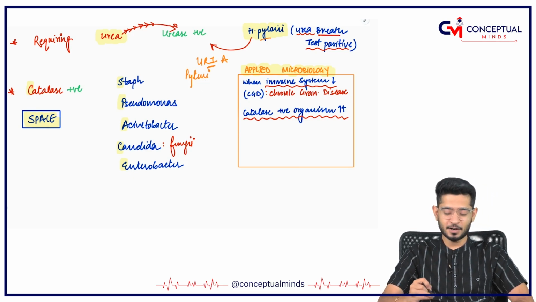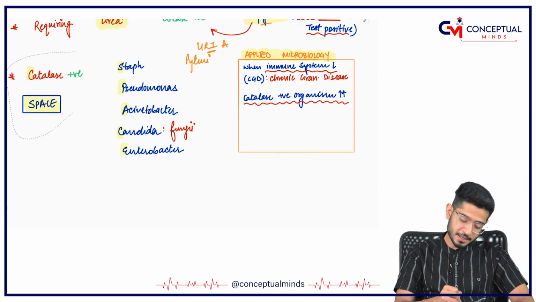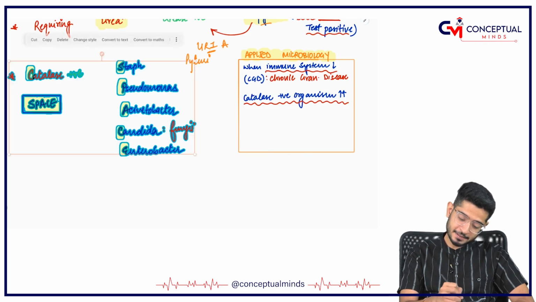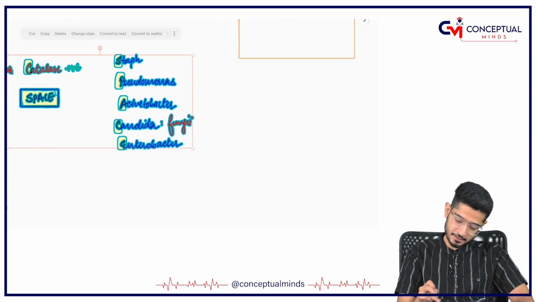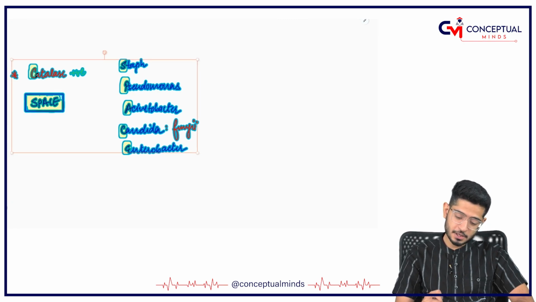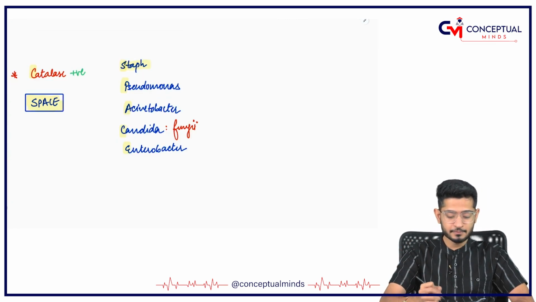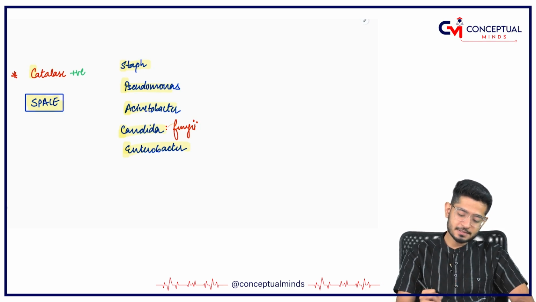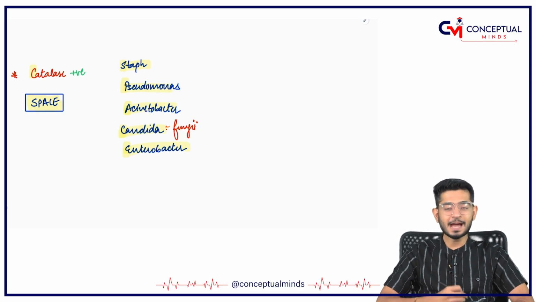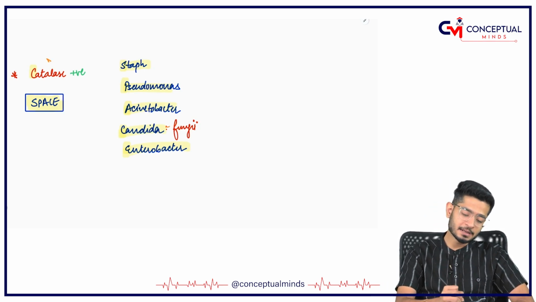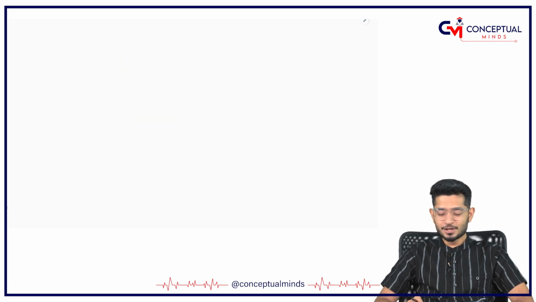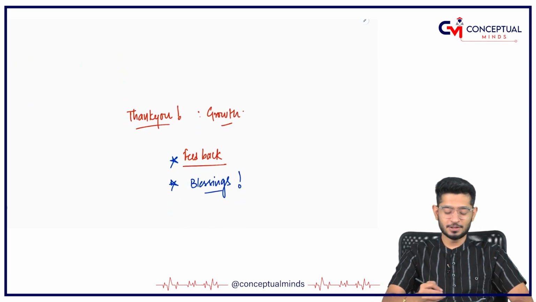Okay, clear? Coming on to the next part, catalase positive. The mnemonic is SPACE: Staph, Pseudomonas, Acinetobacter, Candida, Enterobacter, where Candida is a fungus. So these are catalase positive. They require the catalase enzyme for their growth. So this is all about the growth.